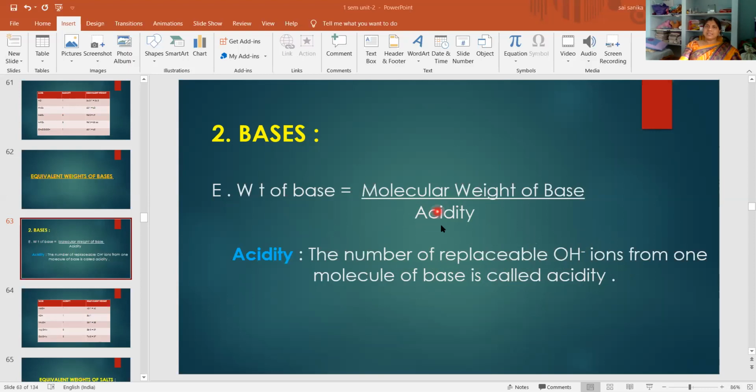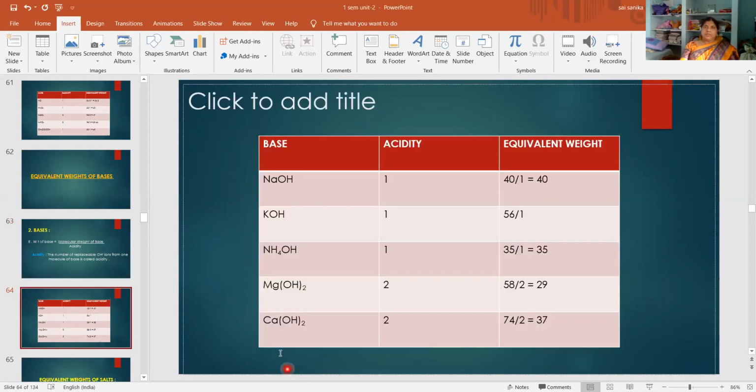So if you know the acidity of a base, then you can calculate the equivalent weight of the base from its molecular weight. Okay. So now here some bases are given, their acidity is given, and we calculate the equivalent weights. See NaOH, KOH, very simple molecules. NaOH, KOH, NH4OH, Mg(OH)2, Ca(OH)2. So now I will explain how you get the acidity.